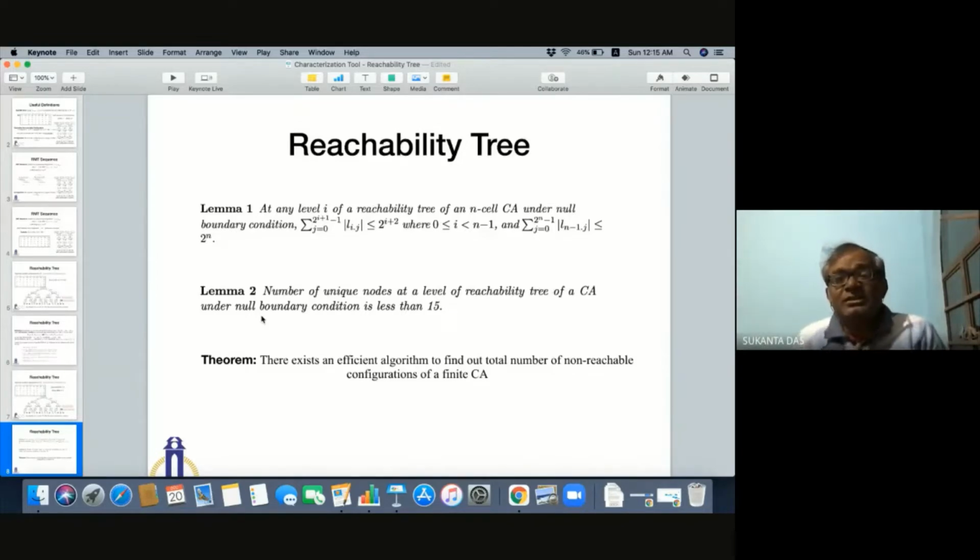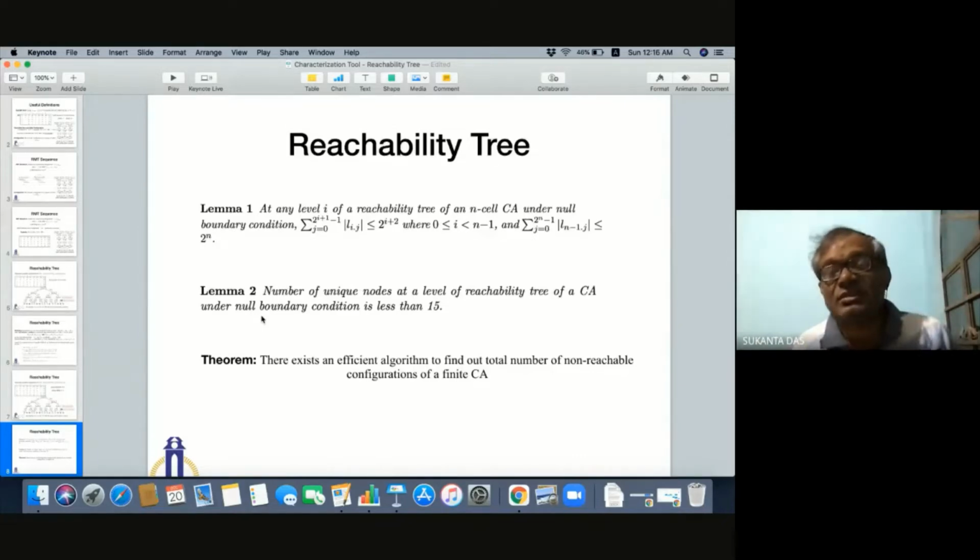You see that non-reachable configurations, they are exponential in general in any CA. So the number is exponential, right? But if you're asked to find out the total number of non-reachable configurations, how can you do that? You have to check again and again, right? But here I am saying that no, there exists an efficient algorithm for non-uniform CAs.